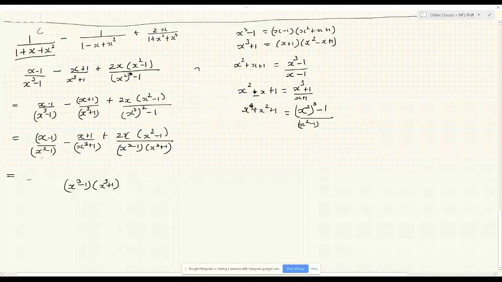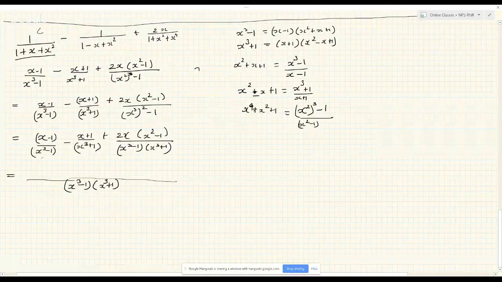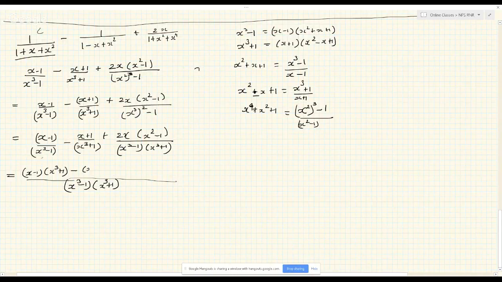Okay, so now, x cube minus 1 is already present, so this will be (x minus 1) times (x cube plus 1). Okay, and then minus (x plus 1), and x cube plus 1 is already present, so it will be (x cube minus 1), and then this will be simply 2x multiplied. Let's open it up. So 2x cube minus 2x. Okay, let's simplify now.